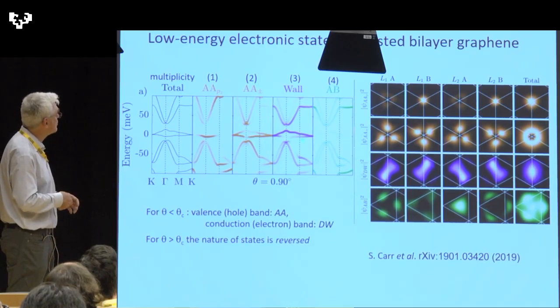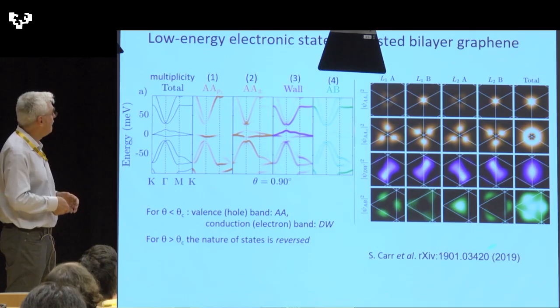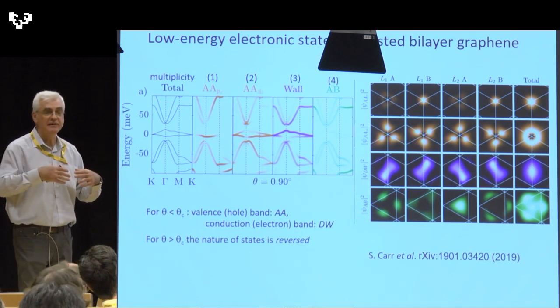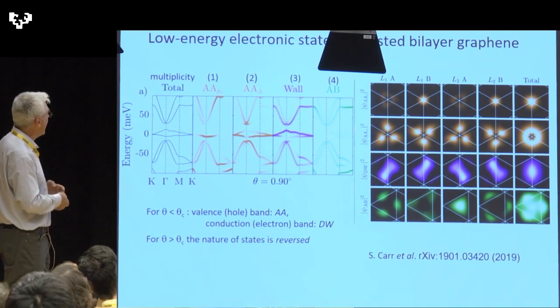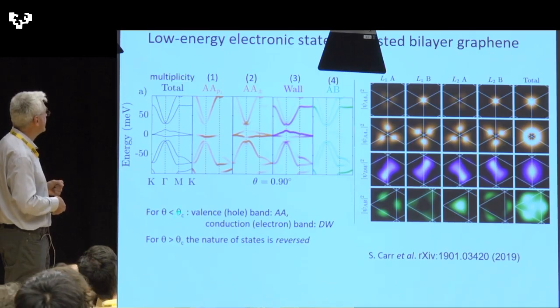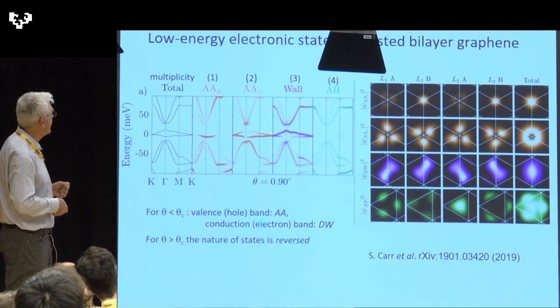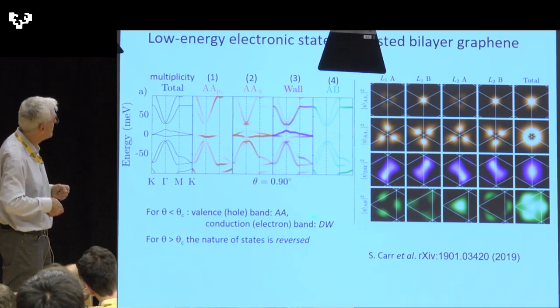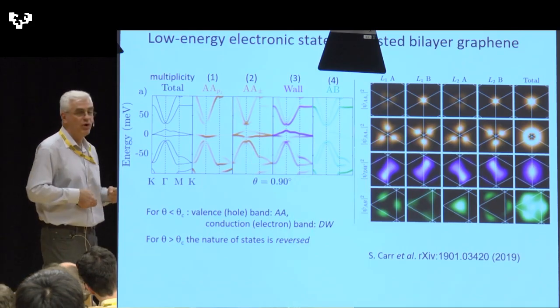These are wave functions that correspond to the domain walls. And finally, these are wave functions out here that correspond to the AB or BA regions. And all of them are coupled. And as you change the angle, they switch character. For example, if the angle is slightly smaller than the critical value, these states are related to holes in AA regions, whereas if the angle is greater than the critical angle, the nature of these states is switched and they become domain wall related states.